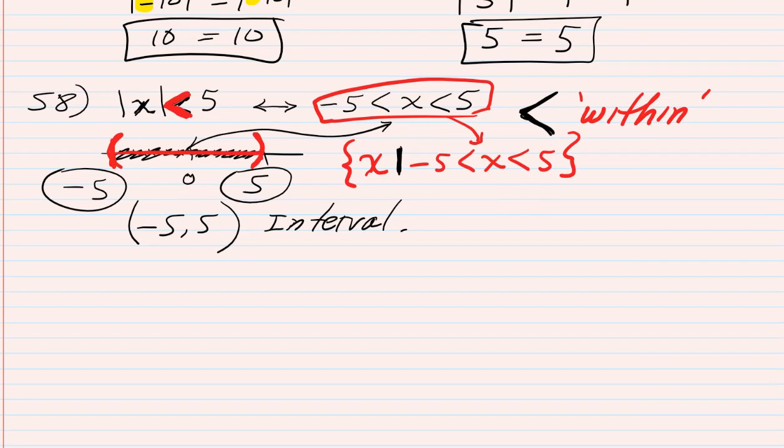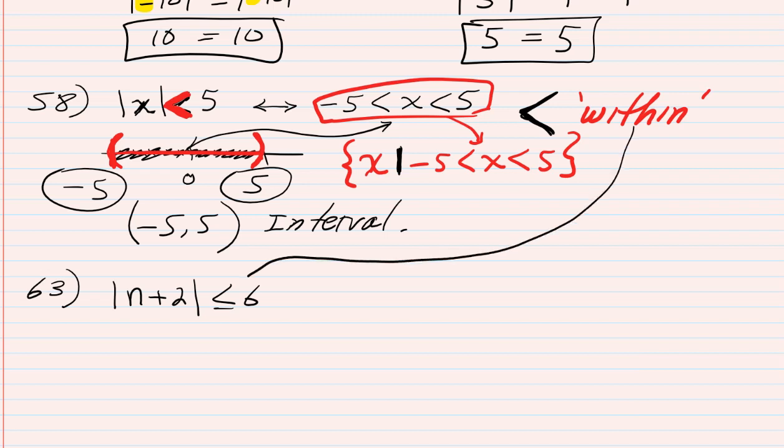Let's take a look at exercise number 63. In number 63, I have absolute value of n plus 2. Again, this time less than or equal 6. Okay, so the fact that it's less than, remember, the word within. So we're looking at all things inside absolute value that are within 6 units of 0, right?